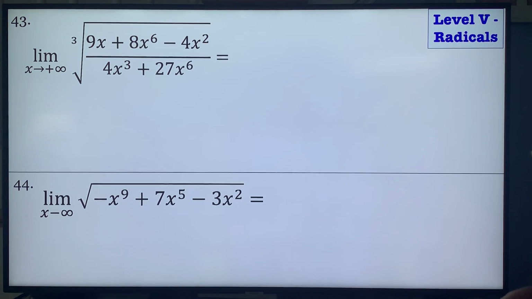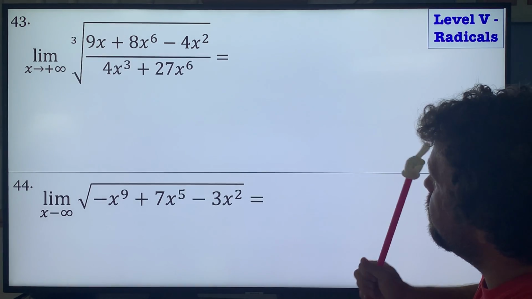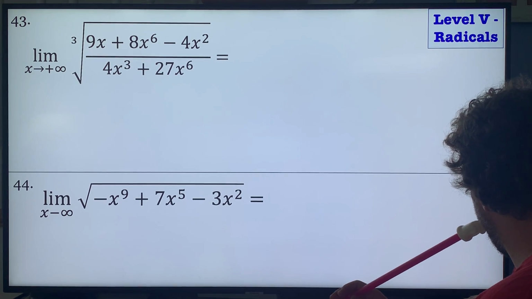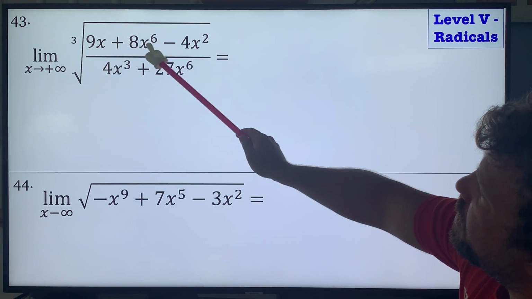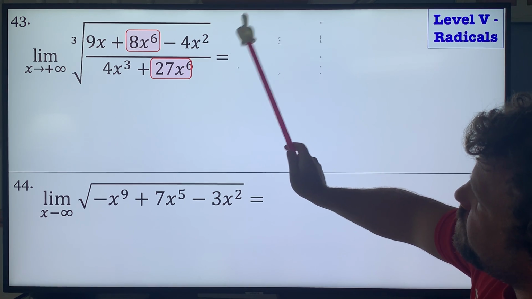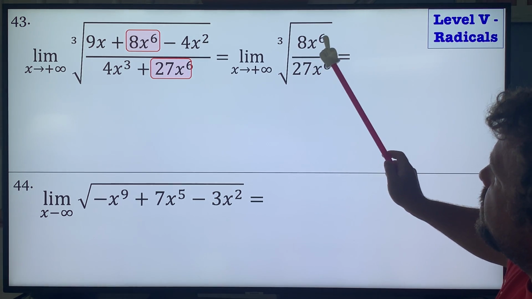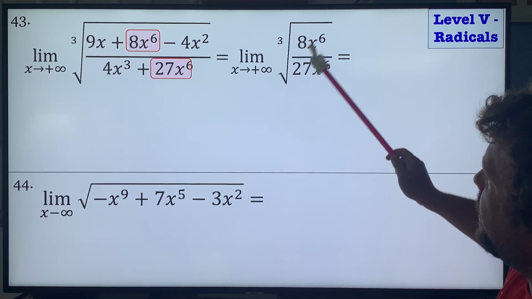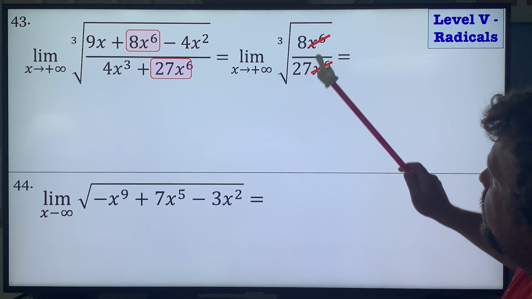43, 44. Almost done. I didn't realize this lesson was so long. 8x to the 6th, 27x to the 6th. When you cube them, that means you're dividing each of these numbers by 3, or you can just cancel them right out here. The cubed root of 8.